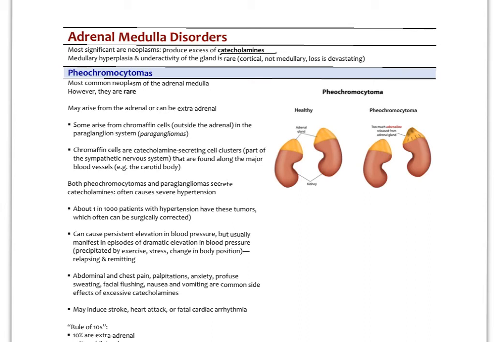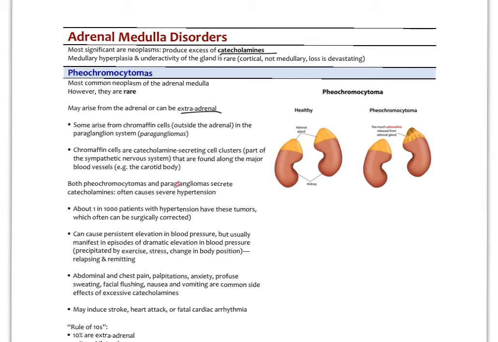So the tumors can also be extra-adrenal, and they can be part of the ganglionic system. Remember the sympathetic chain ganglia on either side of the spinal cord. These are filled with chromaffin cells, and these would be called paragangliomas if they arise there. Both pheochromocytomas and paragangliomas secrete catecholamines.